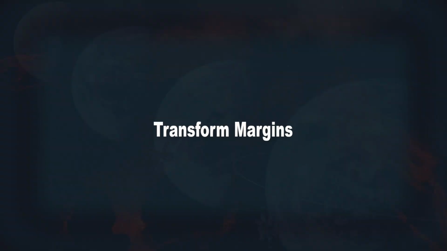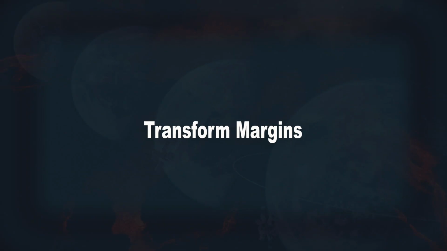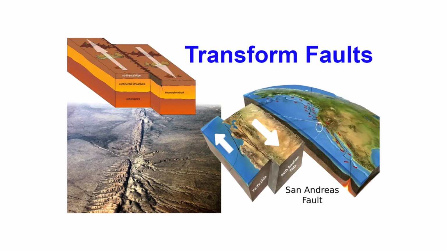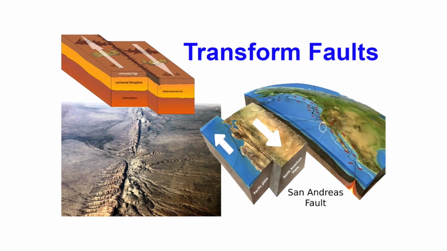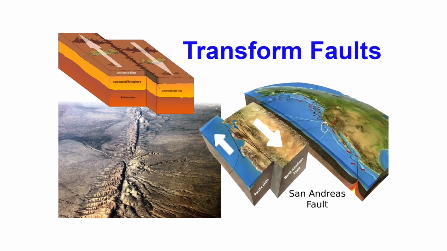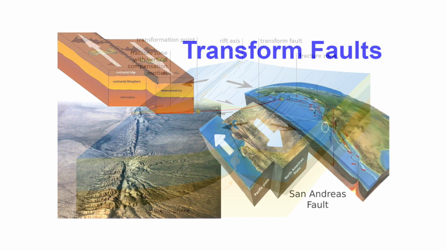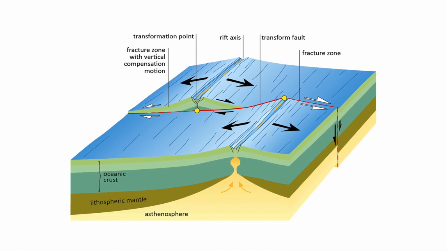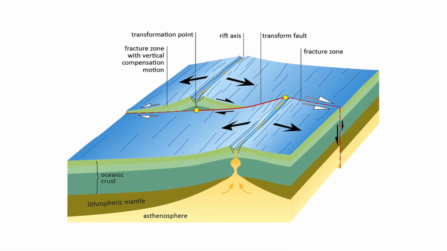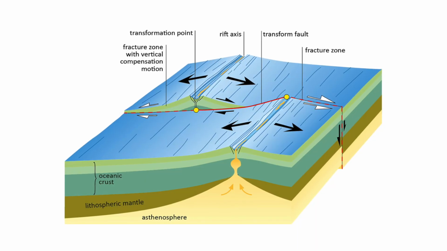So, let us have a discussion on transform margins. Transform faults are essential for closing the geometric puzzle of plate motions on a sphere, allowing horizontal sliding between plates. This was named by Wilson in 1965. They include both oceanic fracture zones and major continental faults.